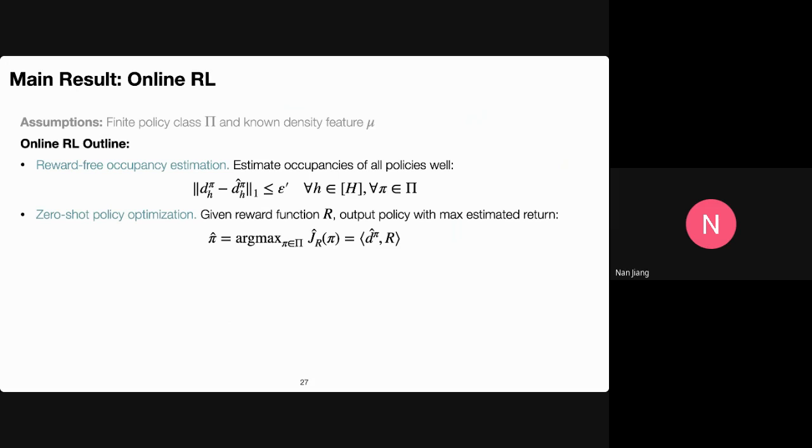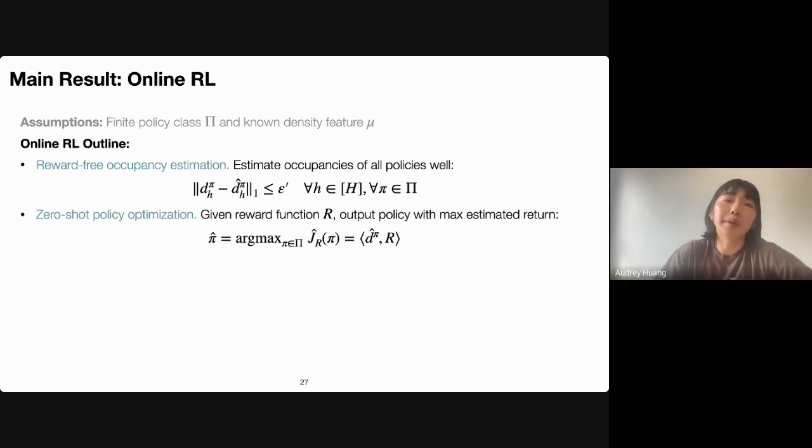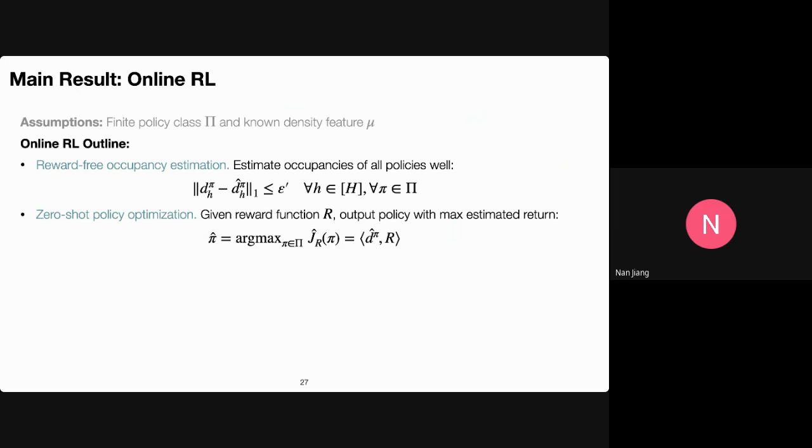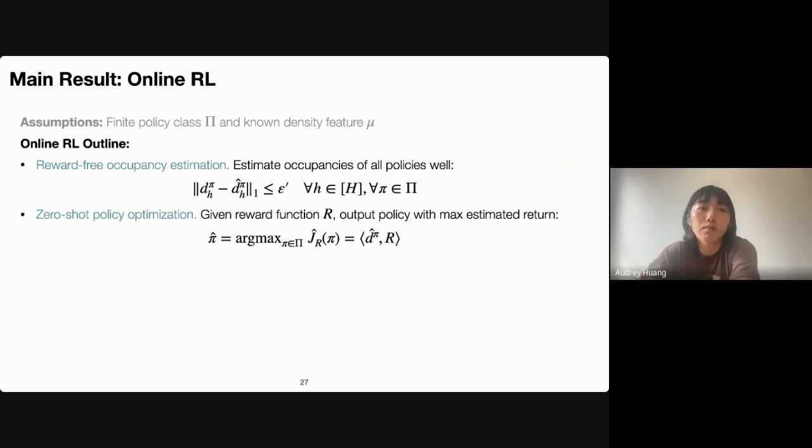A subtlety here that may be slightly confusing is that I think d pi throughout this work is state occupancy. So technically speaking, it's not a direct dot product with R, right? But you can always expand a state occupancy into a state-action occupancy by just combining with the policy. Yeah, otherwise it's straightforward.